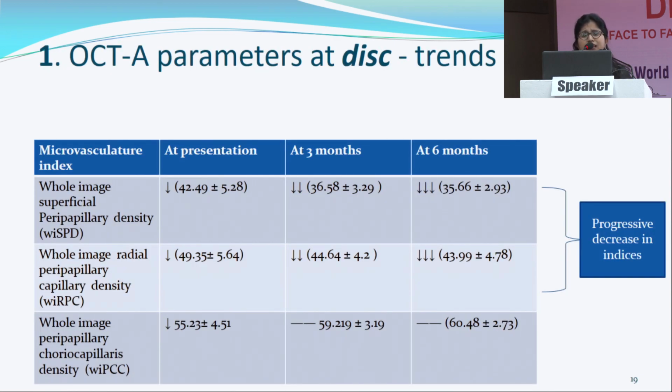Coming to the OCT-A trends at the level of the disc, we found that there was a continuous decrease in all the parameters except for the choriocapillaris level, which remained more or less stable.